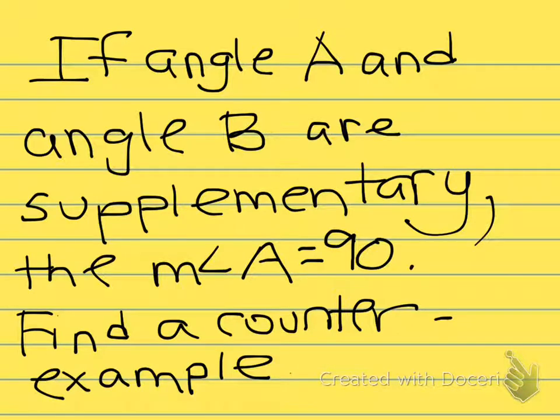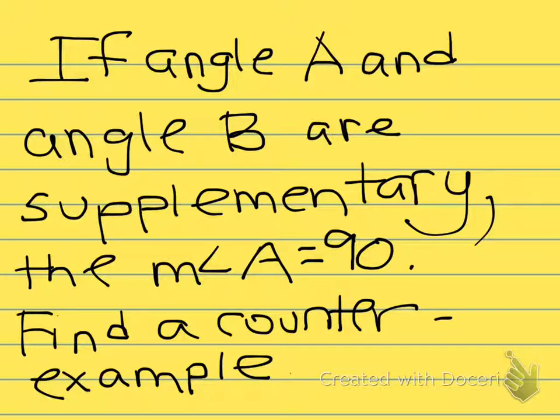Here we're asked to find a counterexample. It gives us a scenario: if angle A and angle B are supplementary, the measure of angle A equals 90. Well, a counterexample is necessary. If they are supplementary, yes, the angles need to add up to 180, but each angle does not have to be the same. So if angle A equals 90, angle B would also equal 90, but that is not our only scenario.